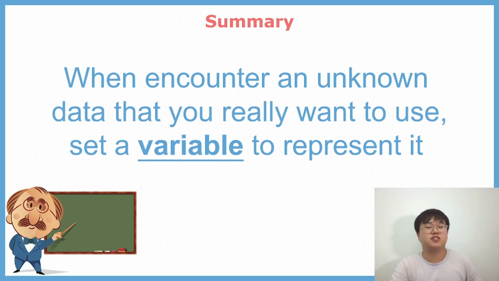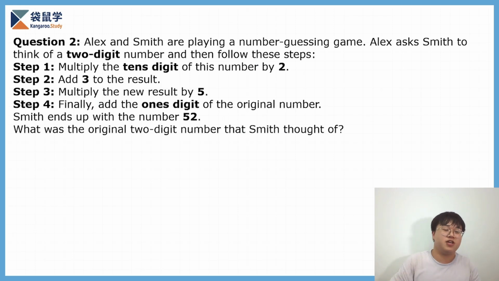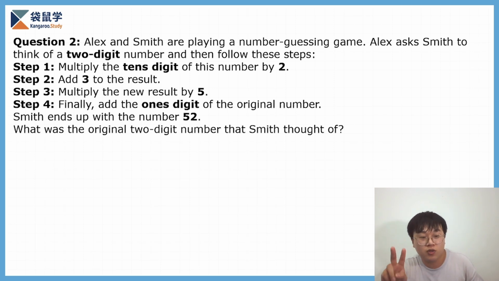Then, since we have solved the simpler one, let's add some difficulty. So here, question 2. Alex and Smith, these two guys, are playing another game, a number guessing game. Alex asks Smith to think of a 2-digit number and then follow these steps. Step 1, multiply the tens digit of this number by 2. Step 2, add 3 to the result. Step 3, multiply the new result by 5. And step 4, finally, add the ones digit of the original number.